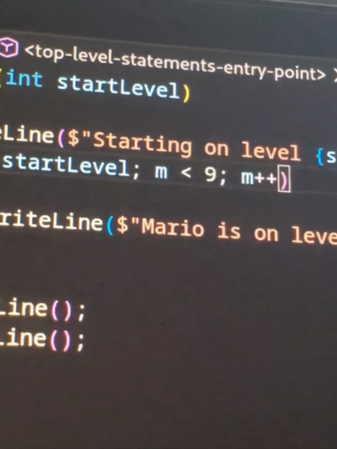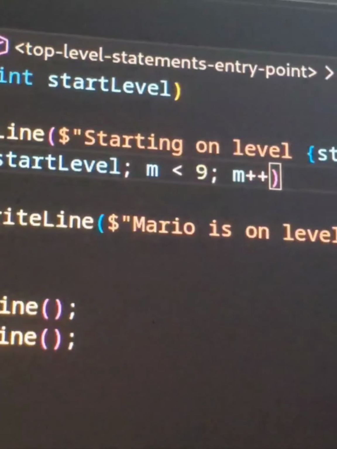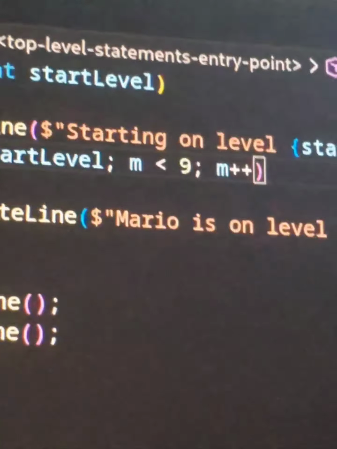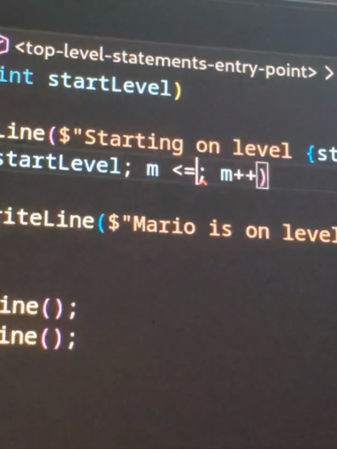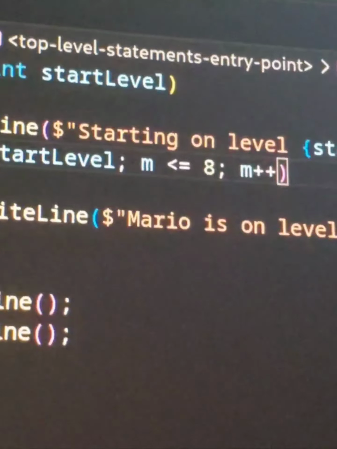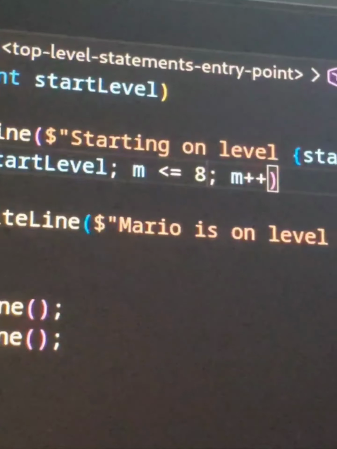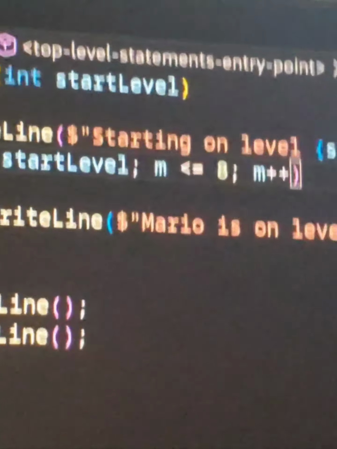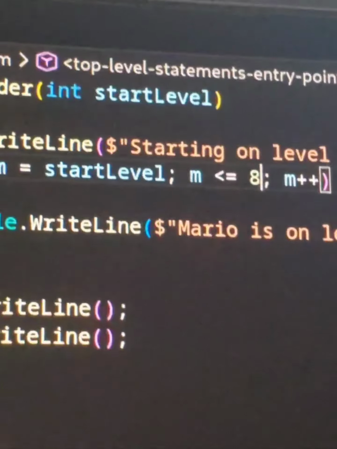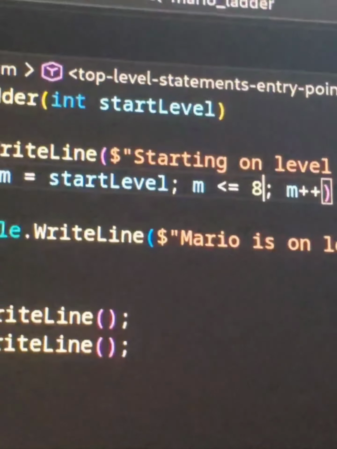So some people always do less than or greater than a specified number. Other people do less than or equal to. This can vary on how you do it. But in my opinion, I believe because the 8th level is the highest level that you want him to be able to attain, you should do less than or equal to 8. Hopefully this clarifies.